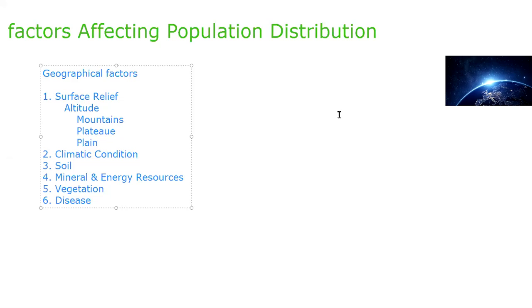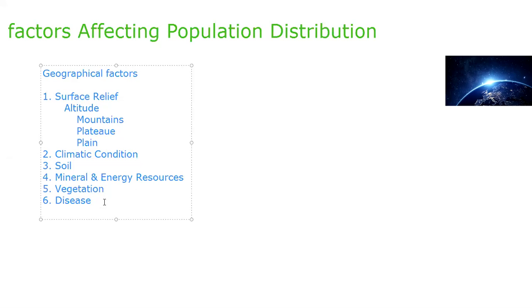pollen allergy. So that is a type of disease which is caused by nature. So the areas which have more disease will have less population compared to the areas where there are less diseases.